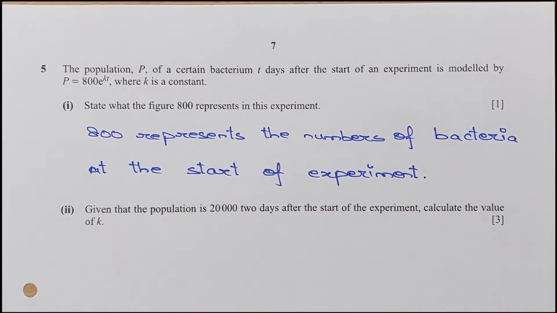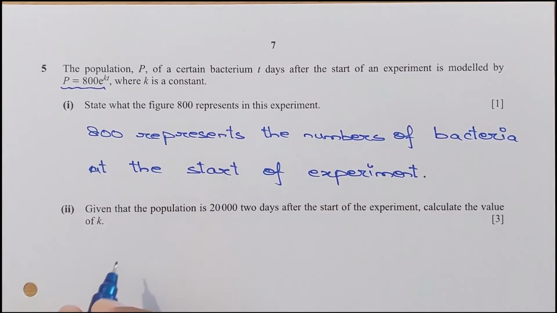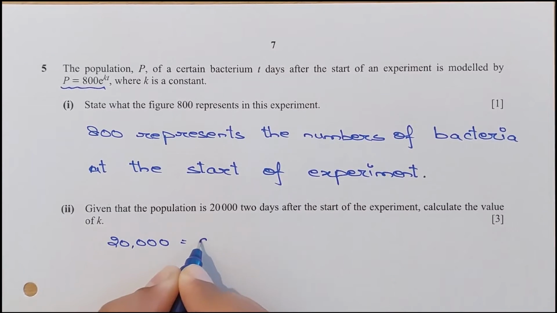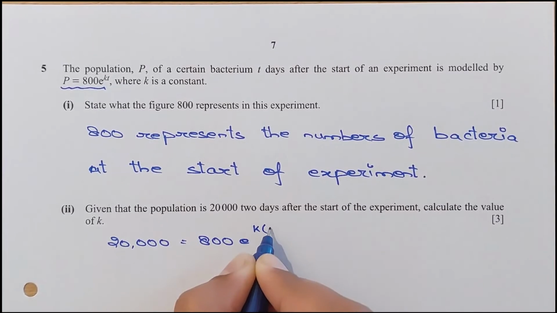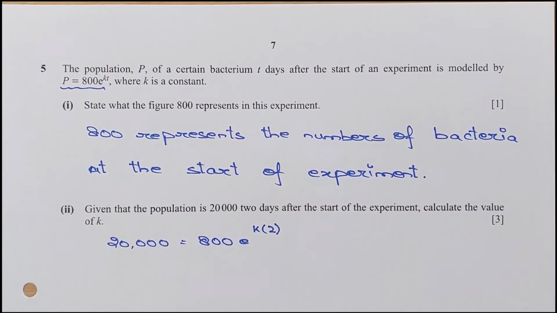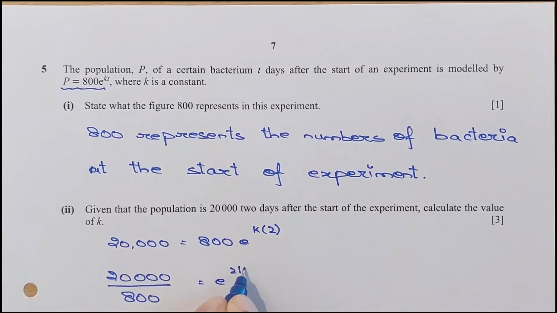Right. Now for the second part, given that the population is 20,000 2 days after the start of the experiment, calculate the value of k. So we have been given this equation. The population is 20,000 equals 800 e^(kt) after 2 days. t is 2, right? We have to solve for k. So we have 20,000 divided by 800 equals e^(2k).